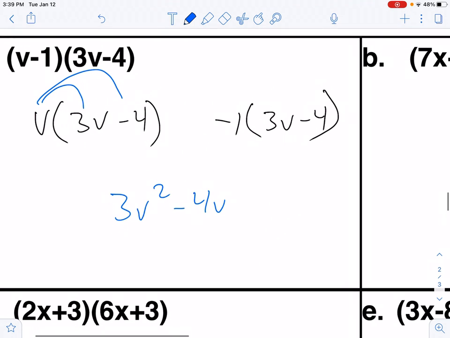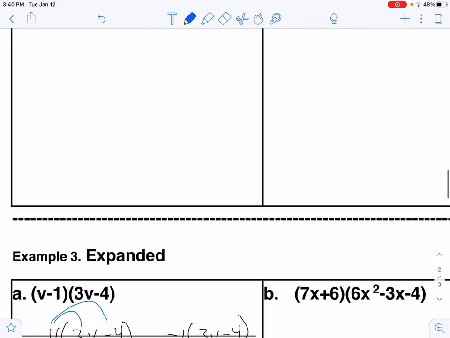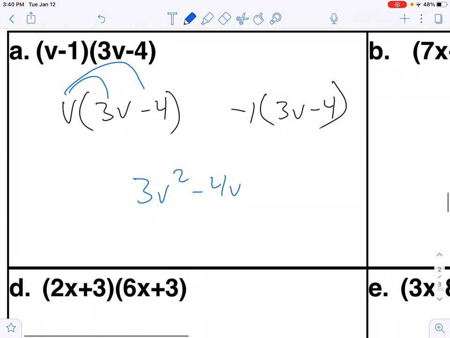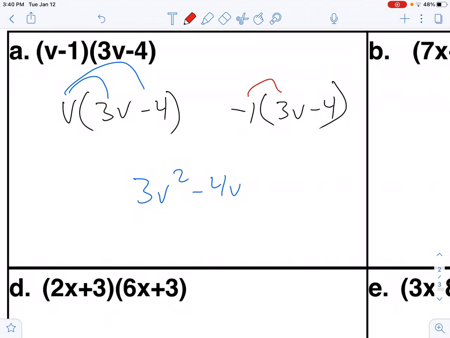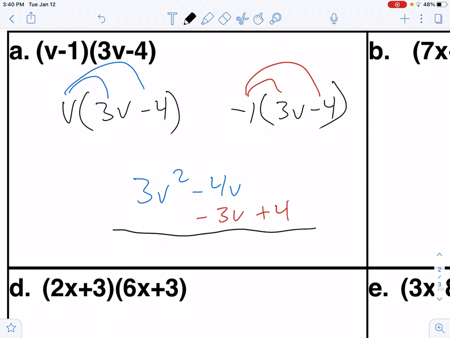Then I'm going to do my second one. So this one's a little bit more writing, but it's similar to the double distribution. The difference is you can expand it out so you can see where each thing came from. So negative 1 times 3v, I'm going to do negative 3v. Again, I'm lining up my like terms just because it makes it easier to combine at the end. Negative 1 times negative 4, positive 4. And now I can combine: 3v squared minus 7v plus 4.